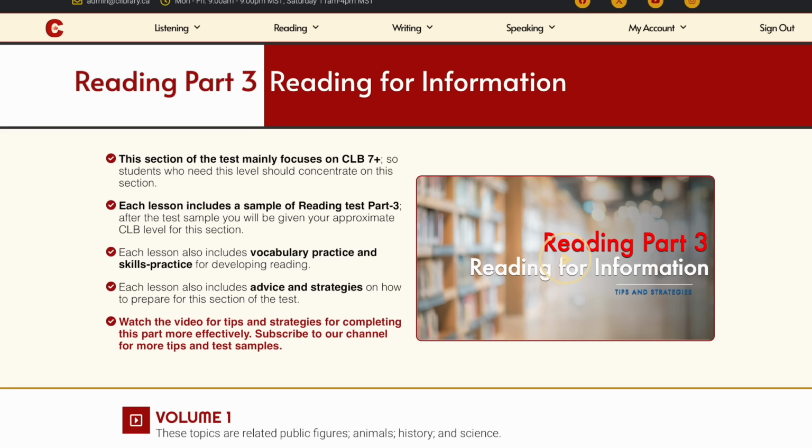Now, before we get started, I want to remind you that reading part 3 focuses more on CLB 7 or higher. What does this mean? Well, this means that for lower levels, 5 and 6, you will find this reading more complex, but also parts 1 and 2 are more important for you. For those students who need 7 or higher, we should focus on reading part 3. We need to try to maximize our scores here more than in part 4, okay? So let's keep that in mind.